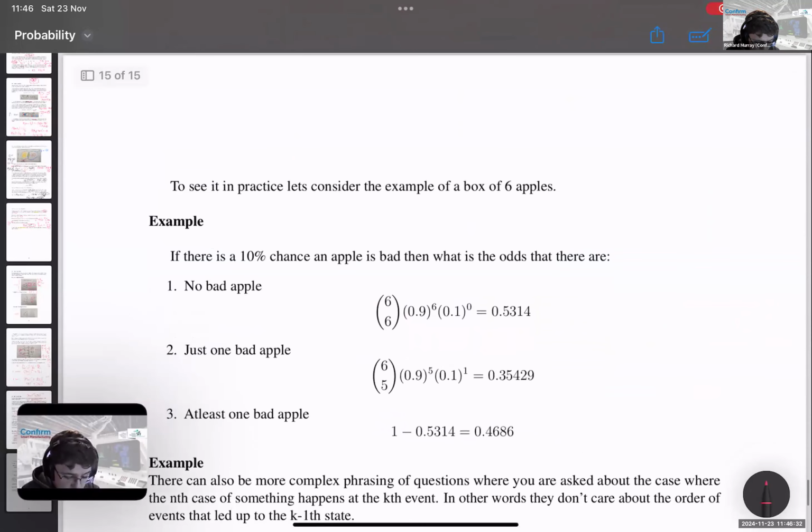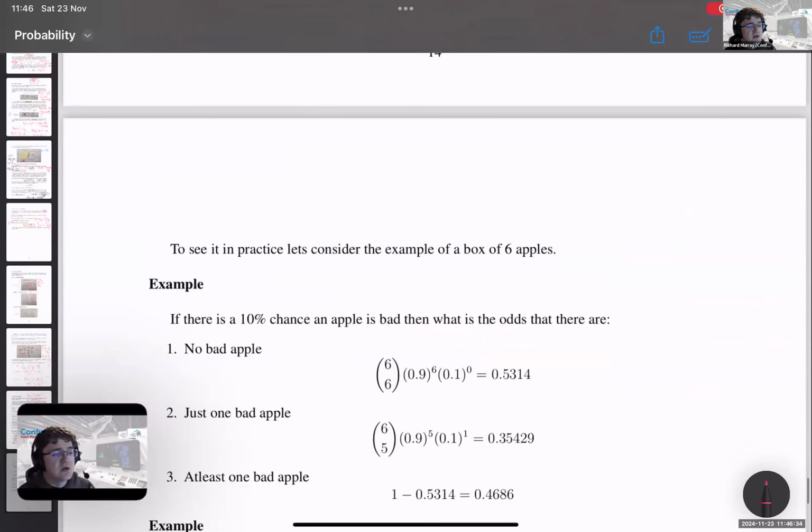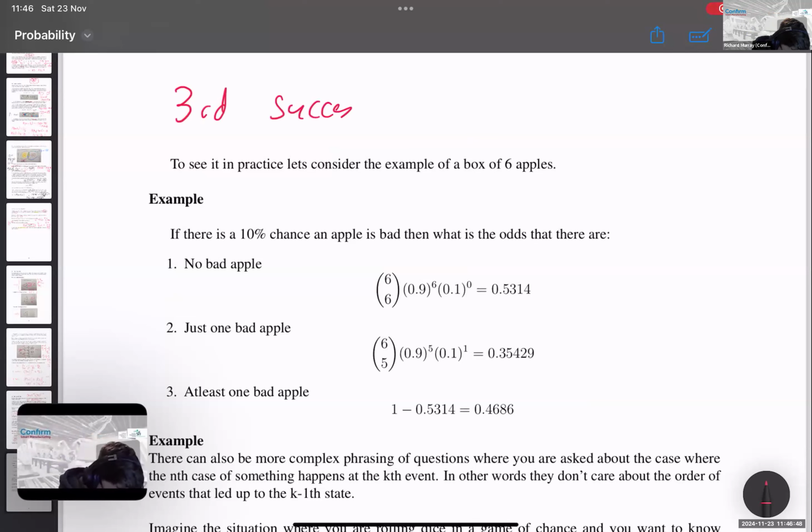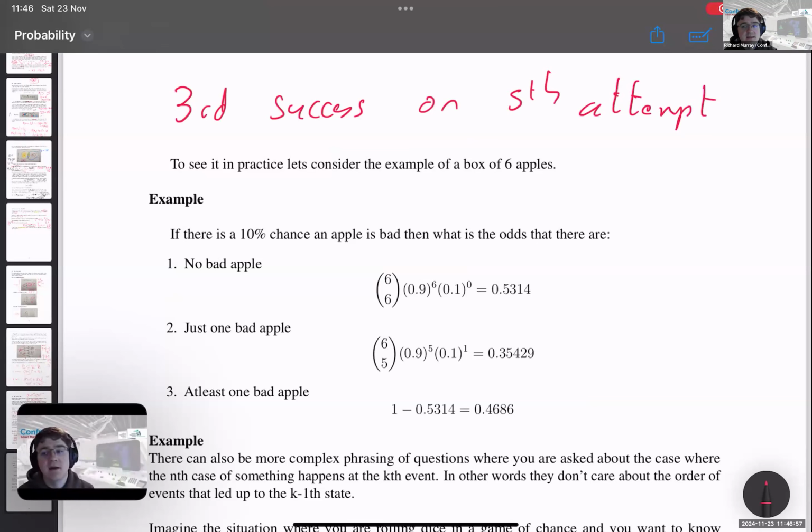There is an extra case that we see in Bernoulli trials that we need to be prepared for. It's any time we see phrasing along the lines of third success on the fifth attempt. What a phrase like this implies is that we don't care about the order that our first two successes occurred at.